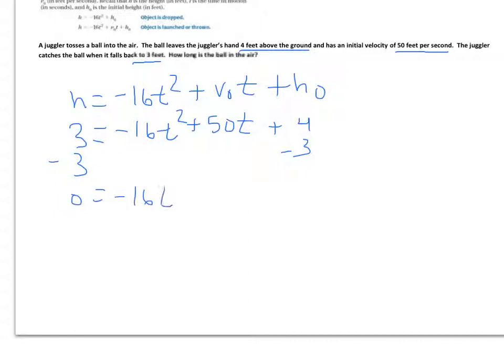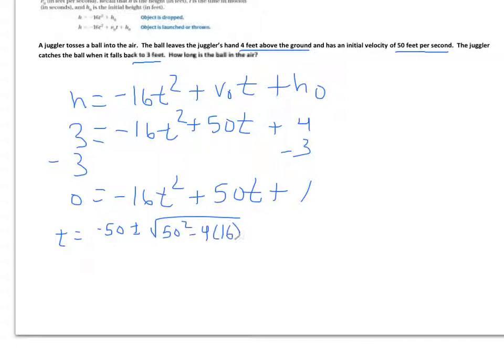0 equals negative 16t squared plus 50t plus 1. Now you can't factor, so use the quadratic formula. So t equals negative 50 plus or minus the square root of 50 squared minus 4 times a times c, all over 2 times a. So solve that one out, bring it in completed. If you show it to me done correctly, there might be some extra credit involved, so remind me in class.